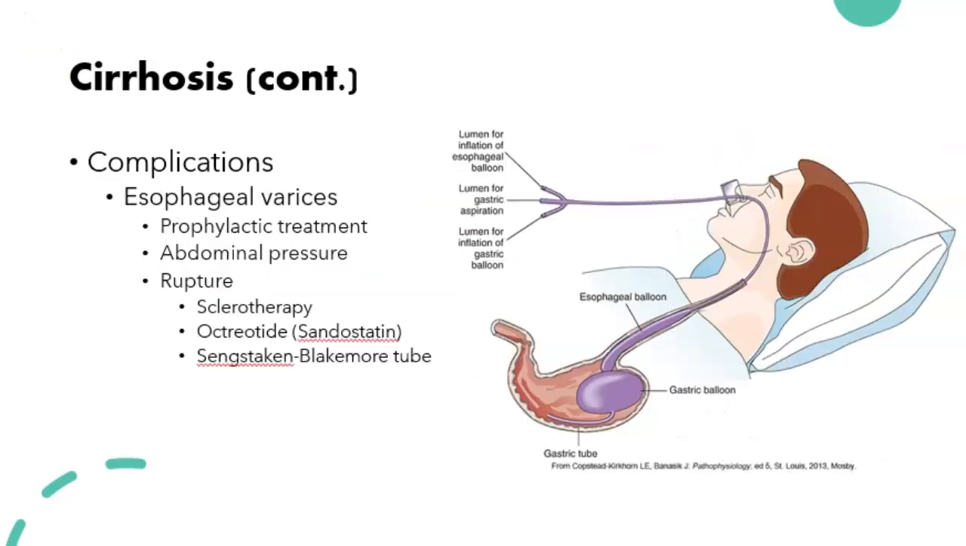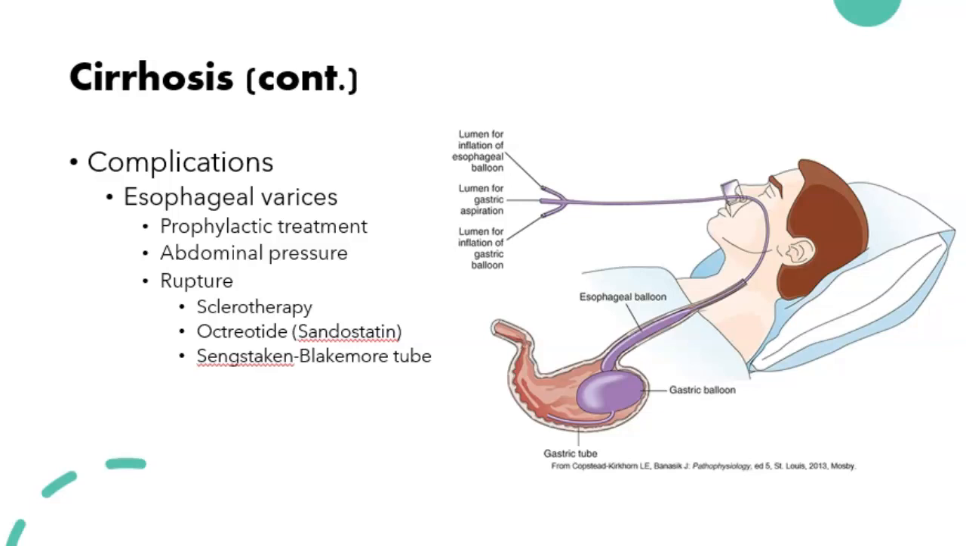Esophageal varices are a complication of cirrhosis. So if we remember, we've got that portal hypertension. So we've got hypertension going into the liver. So the veins in the esophagus are going to become enlarged and engorged as a result of that portal hypertension. These veins are susceptible to ulceration and hemorrhage. Prophylactic treatment is going to include beta blockers like propranolol to decrease that pressure.